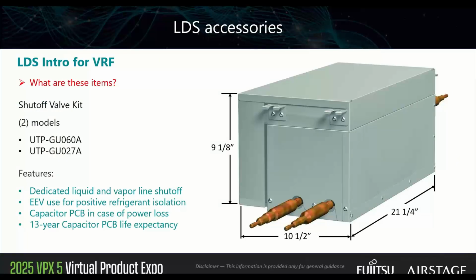Those of you VRF veterans will look at this and say, I know what that is. That's an RBU. We use these in heat recovery systems all the time. Well, it looks like an RBU, smells like an RBU, but it's not. It's a dedicated shutoff valve that has actually 2 inlets and 2 outlets. That's 1 per liquid line, 1 per vapor line. So it's a dedicated shutoff.